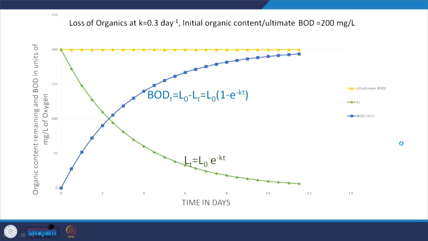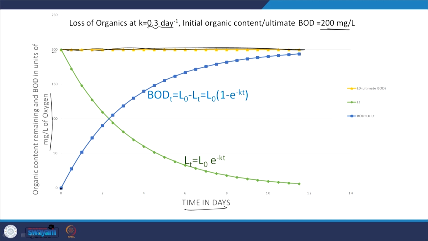So, I just drew this graph, and the rate constant I took was a typical rate constant for decay, k_d equal to 0.3 per day, and the initial organic content, or the ultimate BOD, is 200, I took it to be 200. And so here we have the test time in days, the organic content remaining, and also BOD in units of milligram per liter of oxygen. For the BOD test, I started here at 0 day, and obviously with time some of the organic content is being degraded.